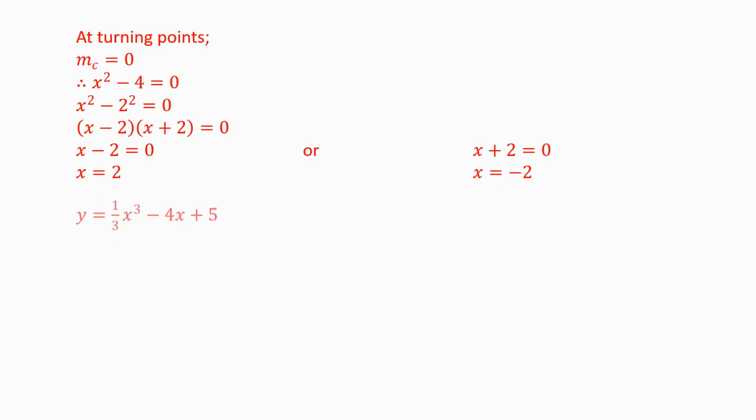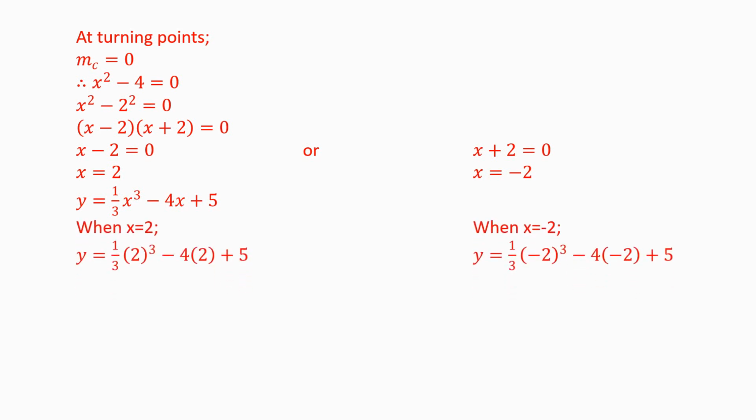Then remember the equation of the curve was y equals a third x cubed minus 4x plus 5. So we substitute the values of x to find the values of y. When x is 2, y is a third into 2 cubed minus 4 into 2 plus 5. And when x is negative 2, y is a third into negative 2 cubed minus 4 into negative 2 plus 5. This simplifies to 8 over 3 minus 8 plus 5 and negative 8 over 3 plus 8 plus 5. Therefore, our values of y are negative 1 over 3 and 10 and a third.